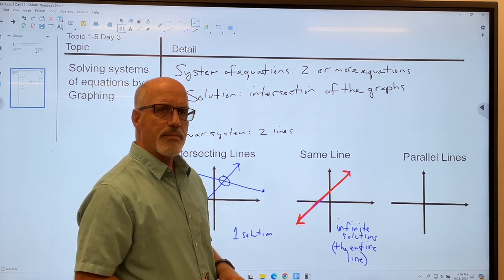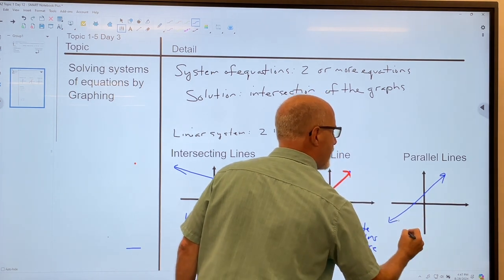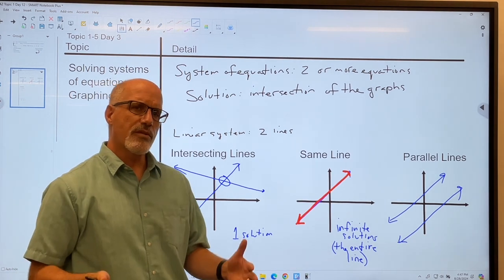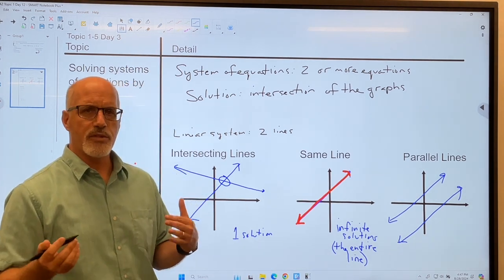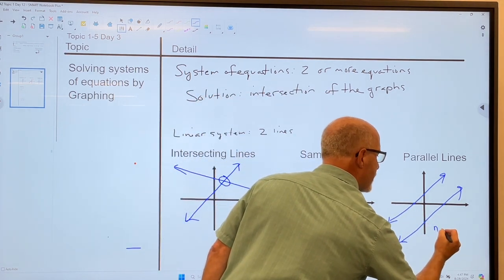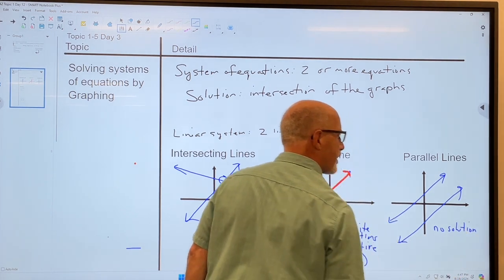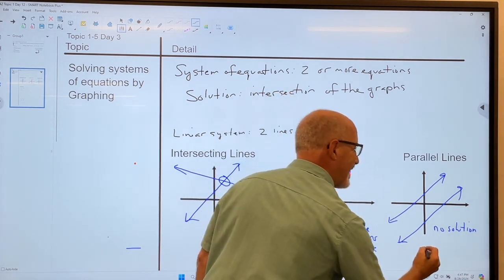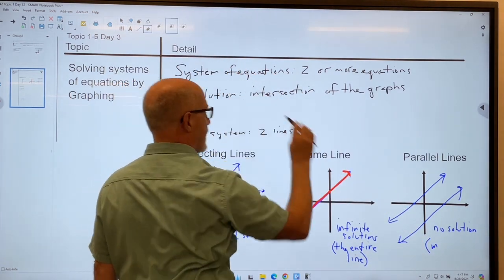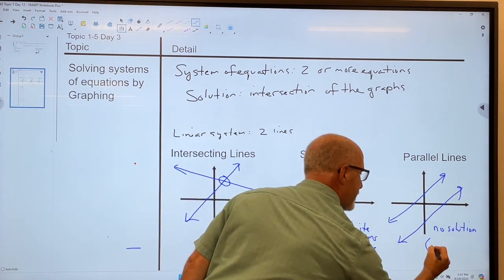Well, this last possibility for two lines is if you draw one line, and then you draw the second line, and they're parallel. Notice those two lines never intersect. They have the same slope. So since they have the same slope, they have no solution. We sometimes will call that inconsistent. Make sure we see that. So, inconsistent.